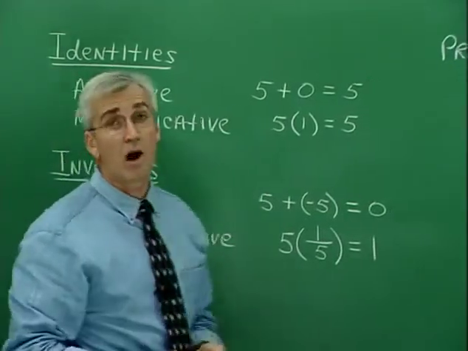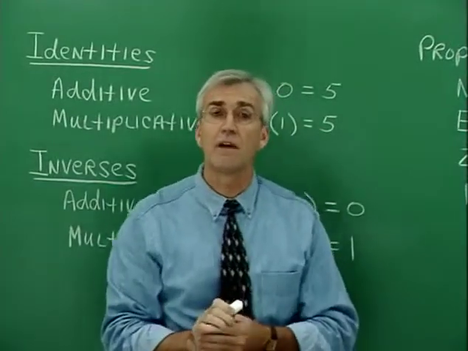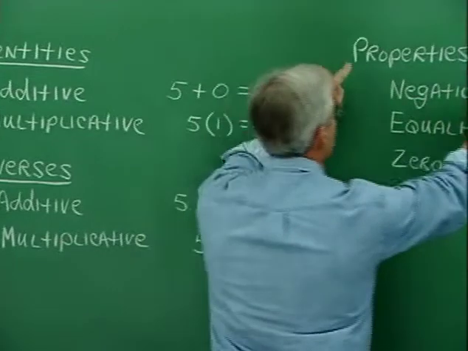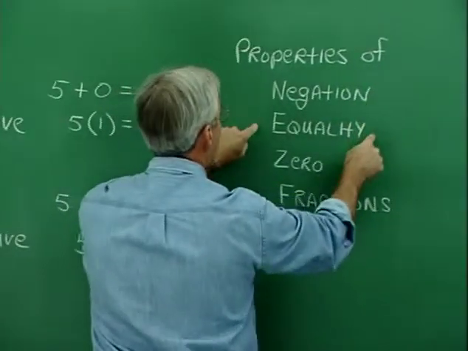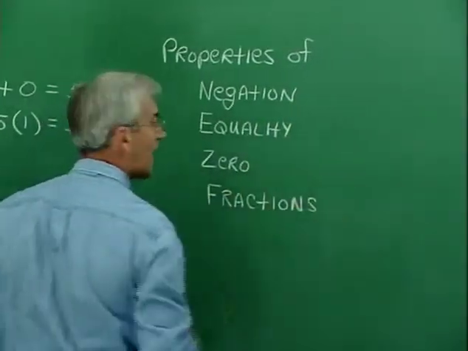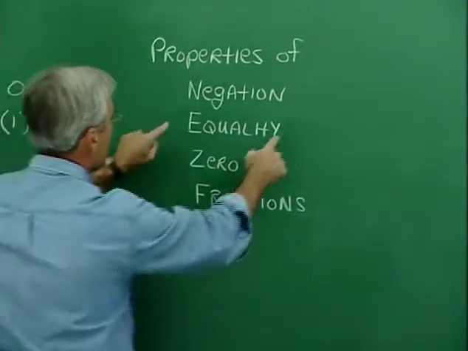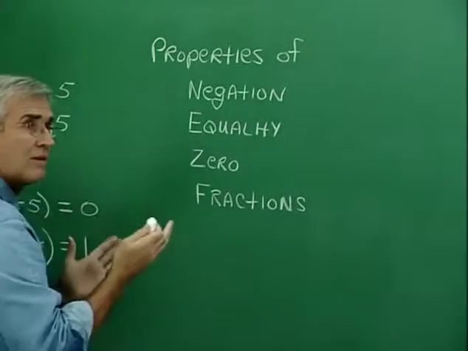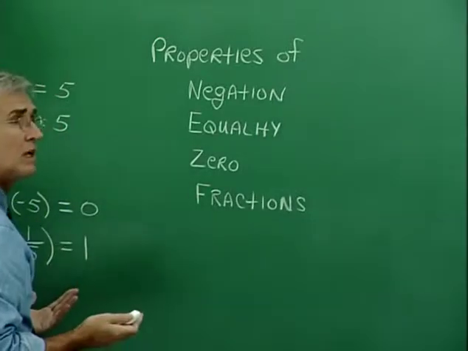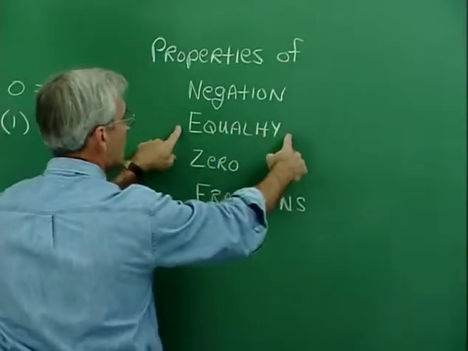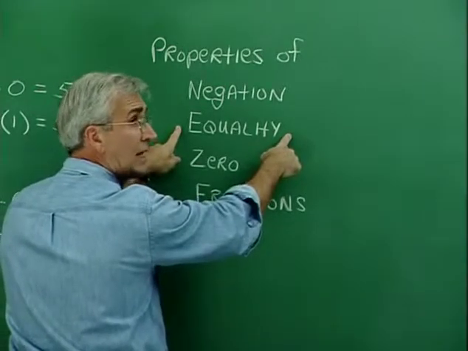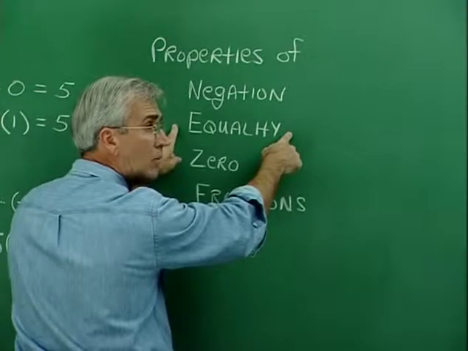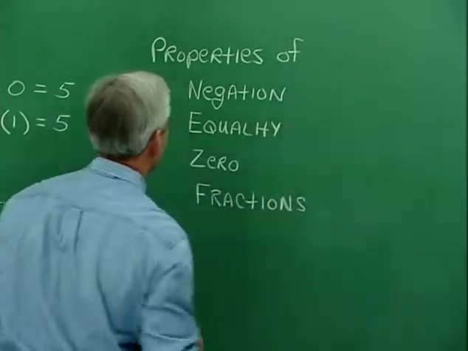Well, there are a number of other properties that are listed in your textbook, and I invite you to have a look at them. There is a listing of properties of negation, properties of equality, properties of 0, properties of fractions. The notion of equality is the notion that allows us to solve or manipulate equations. We can add the same number on both sides of an equation and maintain equality. We can subtract the same number and maintain equality. We can multiply on both sides and maintain equality, and so on.